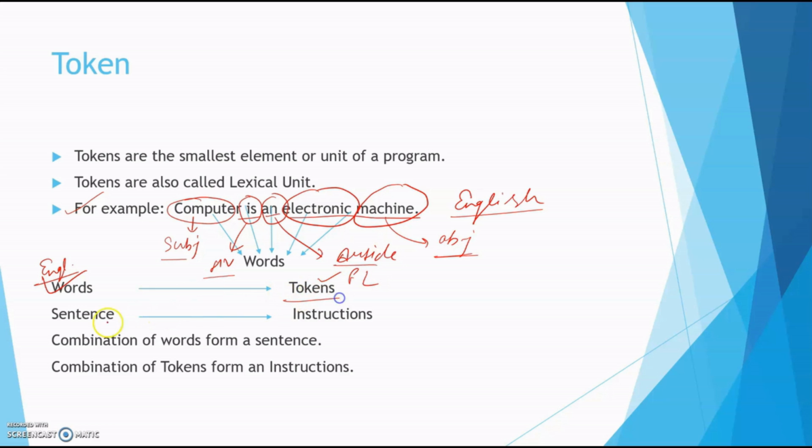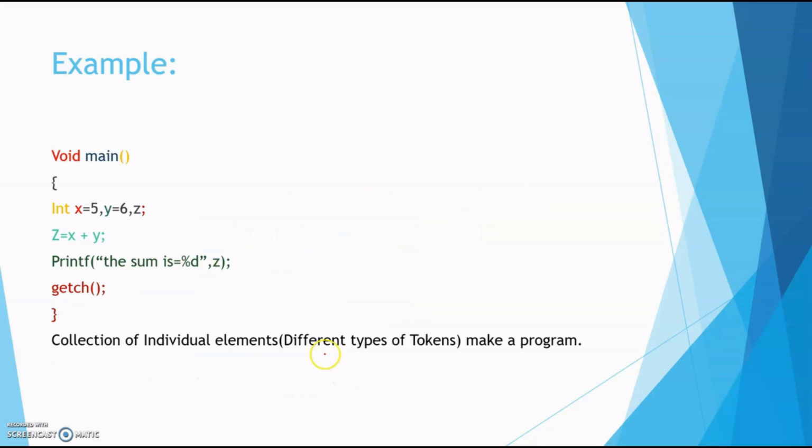Words are called tokens. Sentences are called instructions in a programming language. A combination of words forms a sentence. Similarly, a combination of tokens forms an instruction. Okay, now this is an example.